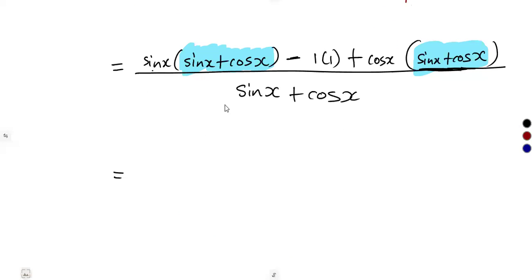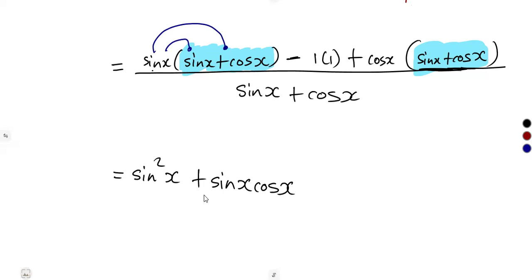First part is sine. So meaning to say it's sine times sine, which is what? Sine squared. That is sine squared of x. Then you move on, sine times cos here. It is going to be plus the sine of x cos of x. Sine times cos. Minus 1 times 1, that is minus 1.